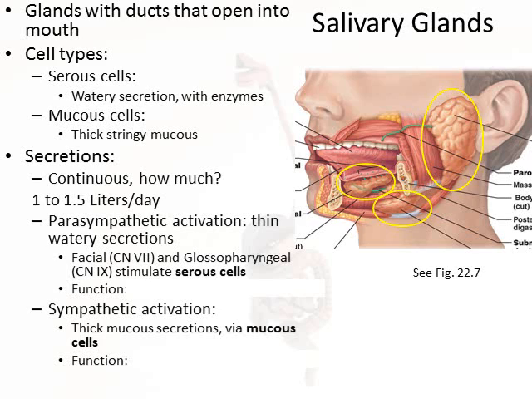One thing that's important to understand here is the difference between parasympathetic control and sympathetic control of these salivary glands. Parasympathetic activation leads to thin, watery secretions. So this directly stimulates the serous cells. Facial nerve, cranial nerve 7, and glossopharyngeal, cranial nerve 9, stimulate the serous cells, and this is to aid in digestion. The parasympathetic nervous system controls digestion, right? If we have sympathetic activation, we're going to stimulate those mucus cells instead and get this thick mucus-like secretion. The function of that is to decrease fluid loss. If we're stressed out, then we want to hold on to fluid. That's the function of that.